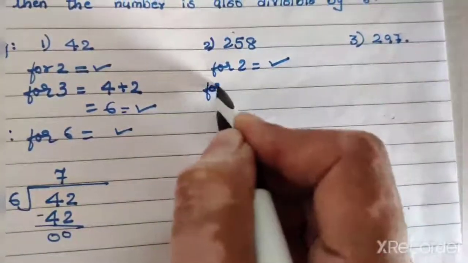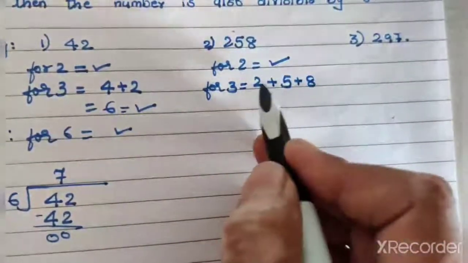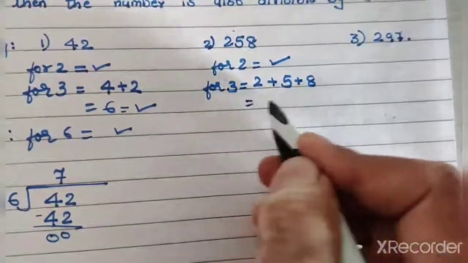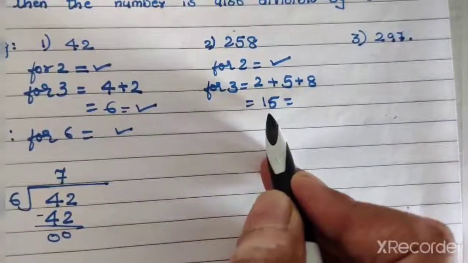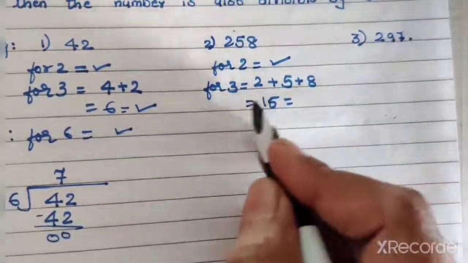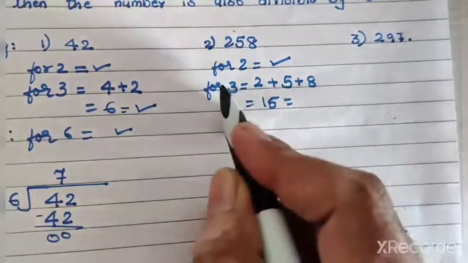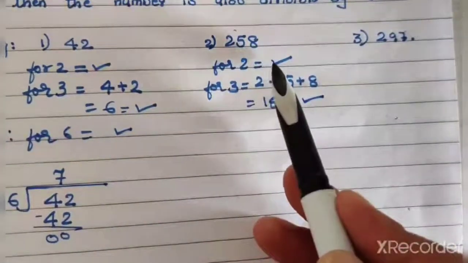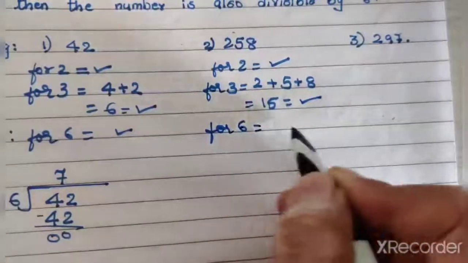Now, for 3, what do we do? For 3, we add the digits. That is 2 plus 5 plus 8. So 8 plus 2, 10, 10 plus 5, 15. Is 15 a multiple of 3? Yes, 3 5s are 15. And it is divisible by 3. So whether this 258 is divisible by 3, we will say yes, it is divisible. So if it is divisible by 2 and 3 both, we can say it is divisible by 6 also.